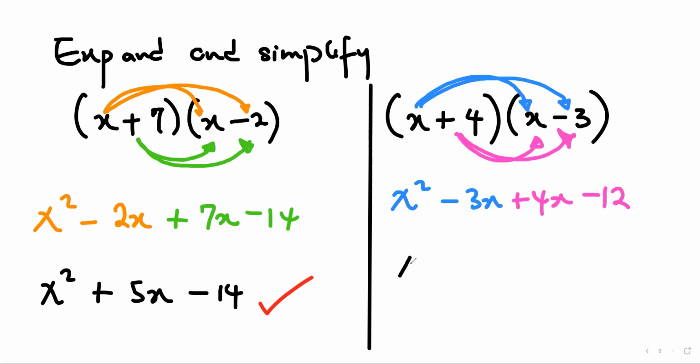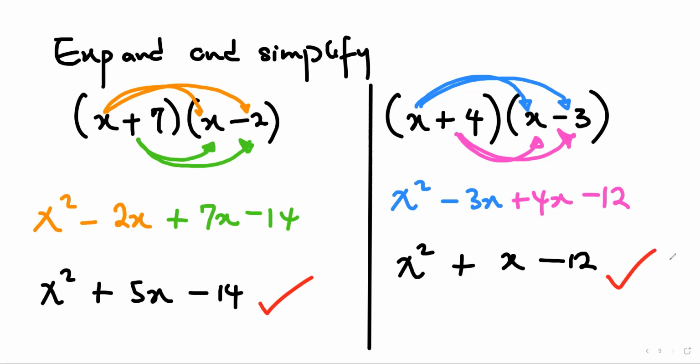X squared stays the same, right? Yeah. And then we have minus 3x plus 4x. What's it going to be? Minus 3x plus 4x is 1x, right? So 1x. I don't need to write the 1, just x is enough. Yeah, plus x. And then I have minus 12. And that's going to be your final answer.